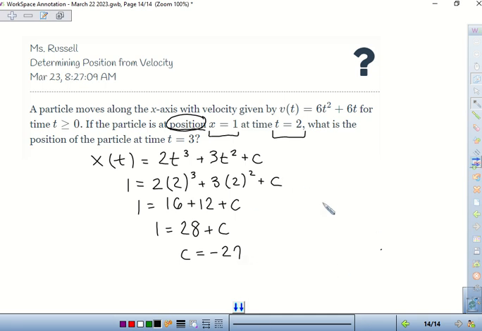So now that we know what c is, we have the complete position function. So earlier we were missing what the constant was, but now we have it. But you're going to notice that's not what the question's asking for. The question wants to know the position of the particle at time 3. So what am I now going to do with my new position function? Plug in 3 for t.